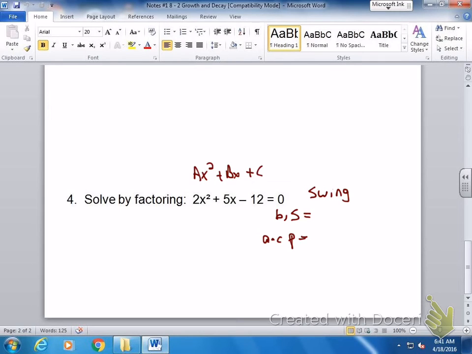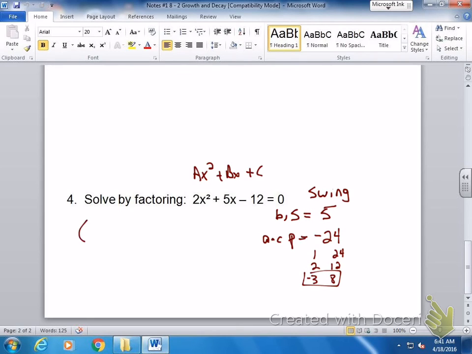So if I look here, my B is 5, so that's my sum. My product is A times C, which is 2 times negative 12, which gives me negative 24. Now I need to break apart negative 24 and find something that adds up to 5. Well, 1 and 24, there's no combination of those that'll work. 2 and 12, also there's no combination that'll add up to 5. But if I look at 3 and 8, I need one of them to be negative. If I have negative 3 and 8, that does add up to 5. So there's the two numbers that I'm looking for.